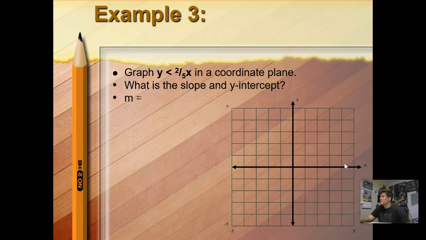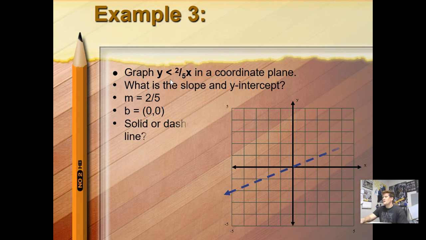So we could put a point at 0 and then move with our slope, that 2/5. So I have my point here at 0, and then I'm going to go up 2 and run over 5. So my 2 points are going to be right here and over here. Now, looking at the symbol, am I solid or am I dotted? Well, since I'm not underlined, since it's not less than or equal to, I'm a dotted line.